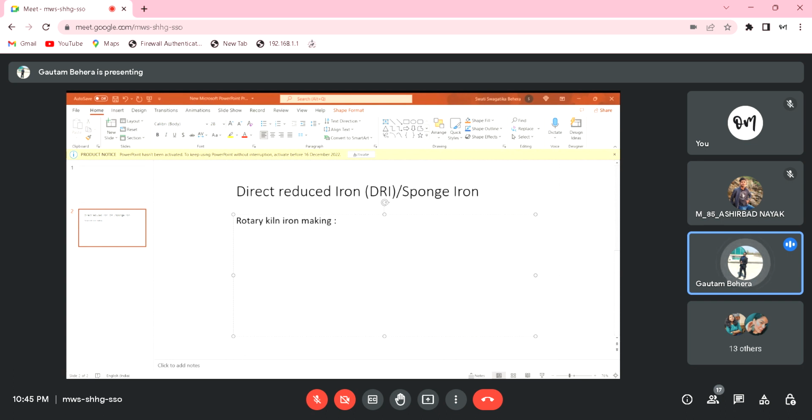That's why sometimes we feed manganese ore into the blast furnace. Why? Because it will take care of the sulfur. Manganese oxide will reduce to manganese, and the manganese reacts with sulfur to form manganese sulfide. And this manganese sulfide will go to the slag phase.